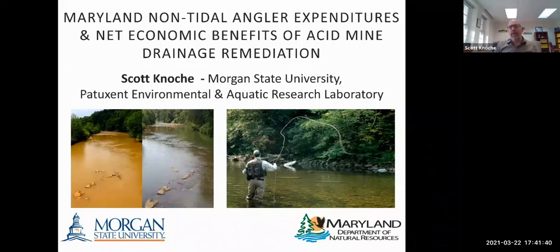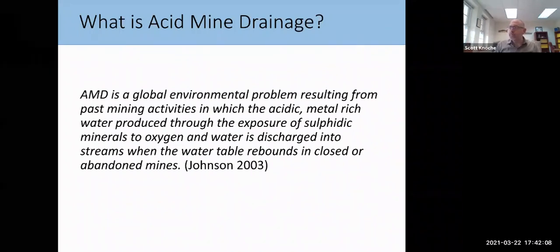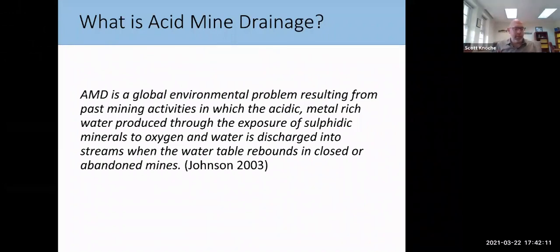But we looked at the net economic benefits of acid mine drainage remediation to trout anglers. This is a very serious problem. You have these abandoned mines throughout the mountainous areas of this country and the world. It's especially problematic in the Appalachian Mountains. I think about 8,000 kilometers of stream are degraded from acid mine drainage when, as it says here, the water table rebounds in these abandoned mines and you have acidic metallic water. It's real nasty and orange typically, and it poisons these waterways.